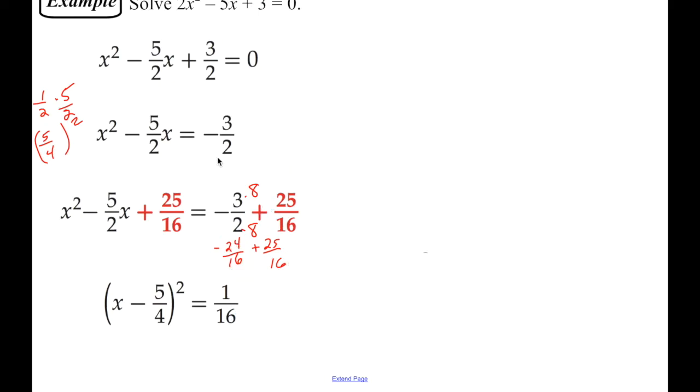And so now we have two perfect squares again. So we're going to take the square root of both sides. I'm going to move up here over on the right. When I take the square root of each of these sides, the square root of 1 is 1, the square root of 16 is 4. And we have plus and minus. Don't forget to do your plus and minus in here. So we have x minus 5/4 is equal to plus and minus 1/4.